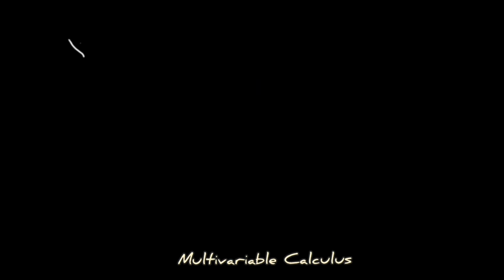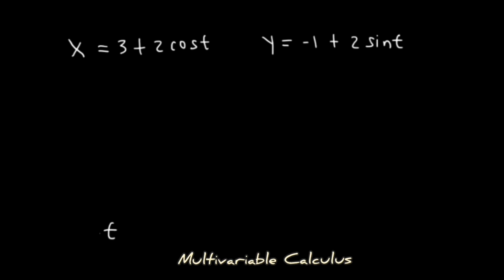Let's try a similar problem, but somewhat different. Let's say x is equal to 3 plus 2 cosine t, and also y is equal to negative 1 plus 2 sine t, and t is still going to be between 0 and 2 pi. So what do you think we need to do in this problem? Go ahead and try it.